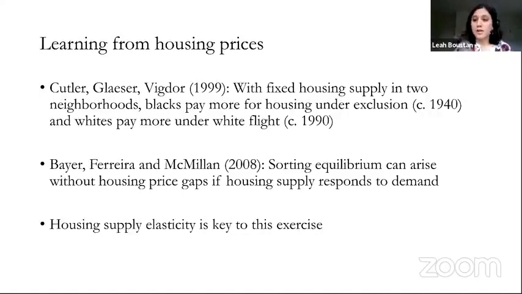So let's say whites want to flee from a Black neighborhood in the center city and move to a white neighborhood in the suburbs. Initially, there won't be many housing units there, but as the demand is shown for living in the suburbs, there'll be new construction and eventually housing price gaps will no longer be present. So housing supply elasticities are key to this exercise, and I want to come back to that in a moment, but I'll just sort of flag that for now.